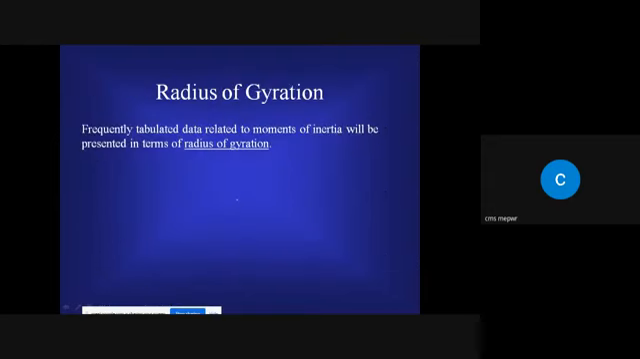Okay, radius of gyration, again a very important term. Frequently, tabulated data related to moment of inertia will be presented in terms of radius of gyration. How to calculate it? Remember these equations, as they will be frequently used. I is equal to m k squared, and similarly k is equal to the square root of I by m, where k is the radius of gyration, I is the moment of inertia, and m is the mass. You need to remember these two equations.